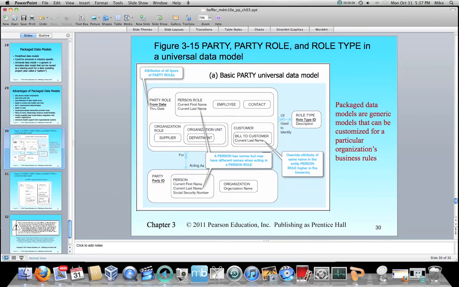And if you're an organization, you can be a supplier. You may just be an organizational unit within this organization. You can be a customer. And if you're a customer, you may have entities of itself within that, and attributes. And then there are role types. So what type of party is this? Again, this model tries to be so flexible and so generic that it can be anything. And that in and of itself can cause other issues, but that's what a packaged data model is trying to do.